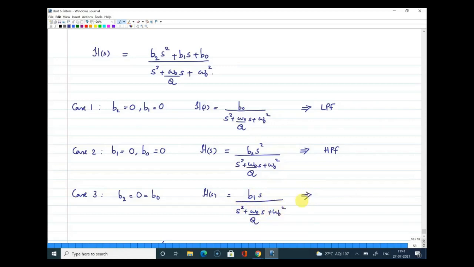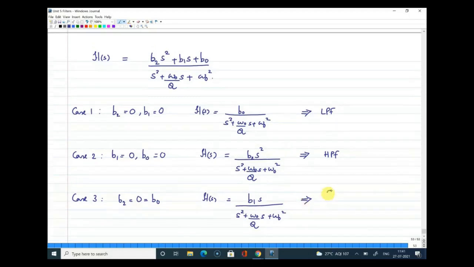If this is the case, I think you can check this. When you put s equal to 0 and s equal to infinity, you will see that the transfer function value is also equal to 0, and this is a band pass filter response, right? So this is one way.